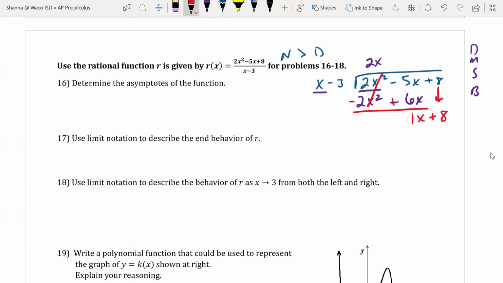And we do it all over again. You all remember now? Okay, so we're going to do it again. Divide. So we ask ourselves, what is 1x divided by x? So it's 1. And I really don't need to go any further because I want you to go again. So this is my slant asymptote.